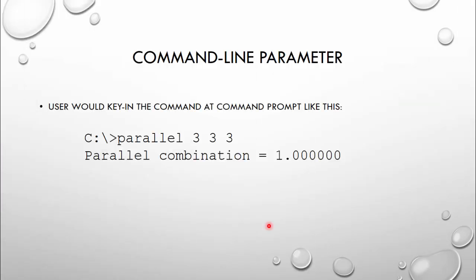So we want to do this as a command line program, meaning the user will be giving input to our code at the command line, which means the input is already available to our application even before our program is actually running. You can see here there are three resistors with value 3 ohms being given to this program to be calculated as parallel resistors.